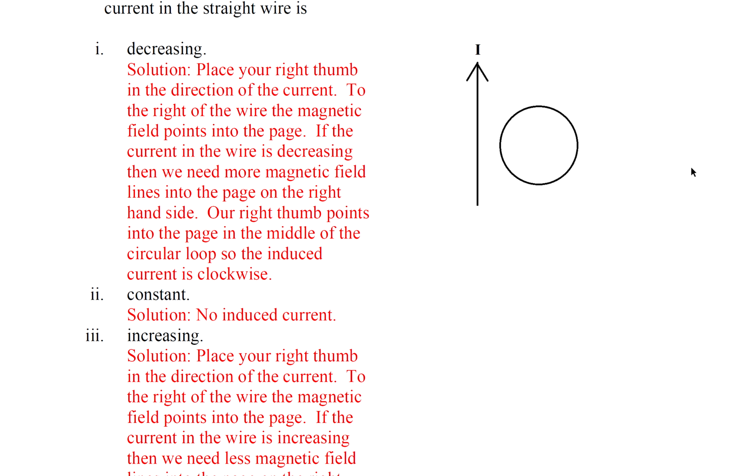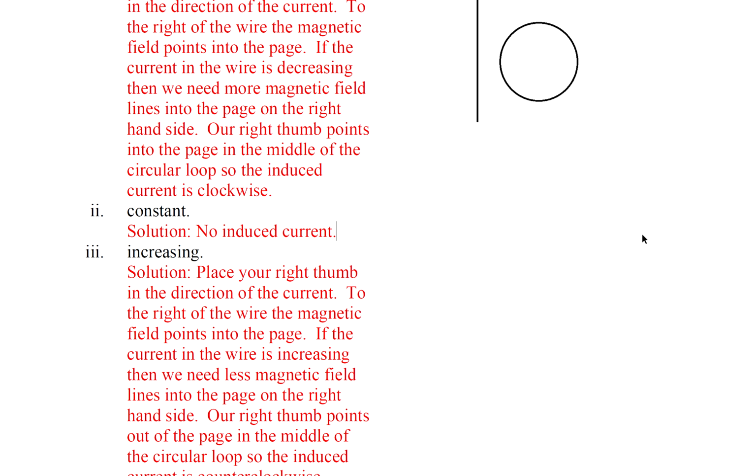Part II, you understand why there's no induced current because of the equation E equals minus N dΦ/dt, and Φ is BA cosine theta. So if B doesn't change, if A doesn't change, if cosine theta doesn't change, we're going to get no induced current. Now look at part III.